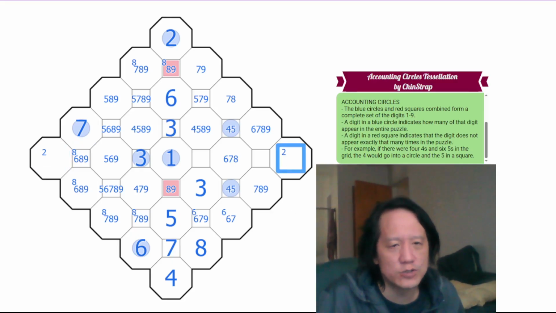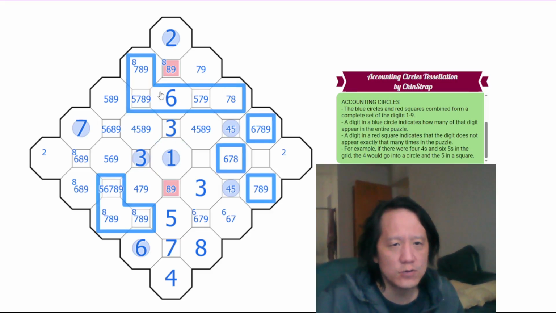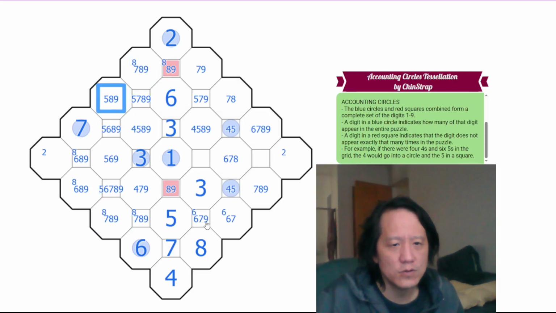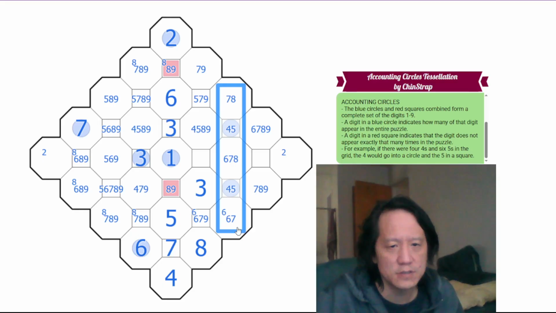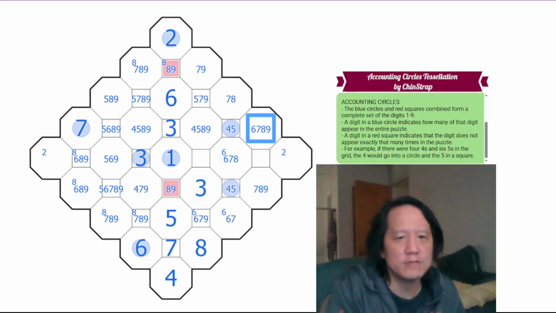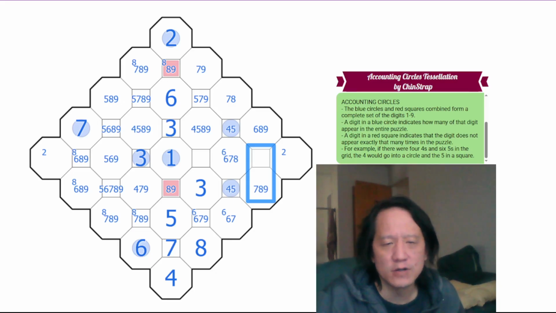We know 2 is in one of the corners. We have all 3s accounted for. We have all 5s accounted for. So we're guaranteed a 6 here, 6 here, 6 here, 6 here, and 6 here. So one of these two is a 6. Also, this can't be 7. One of these two is a 7 here, because this can't be 7. So one of these two is 7.